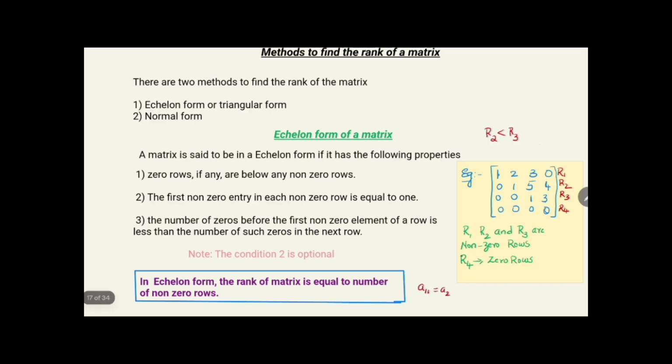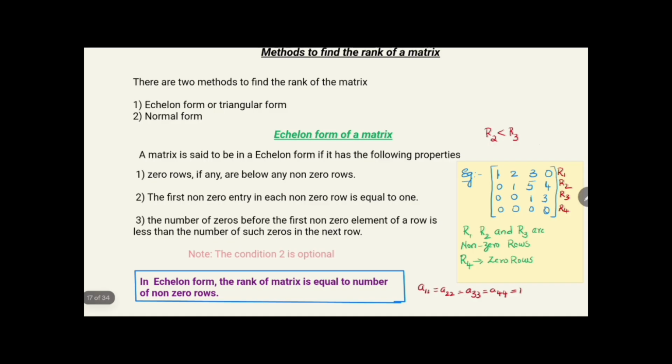A11 is equal to A22 is equal to A33 is equal to A44 is equal to 1. Actually, that is the meaning of the second step. But it is optional. It is not compulsory that these 4 elements should be 1. If it is possible, then make it 1 or else you can leave it as it is, depending upon the problem. This point I will explain while doing the problems.